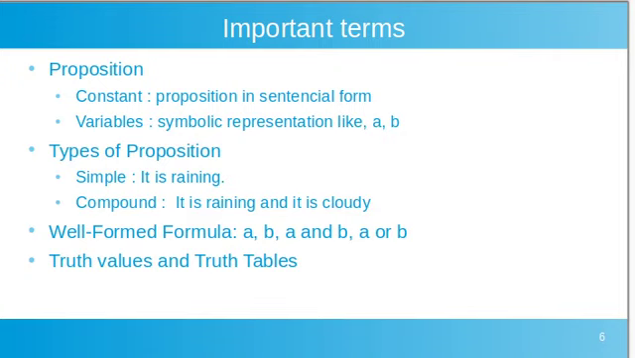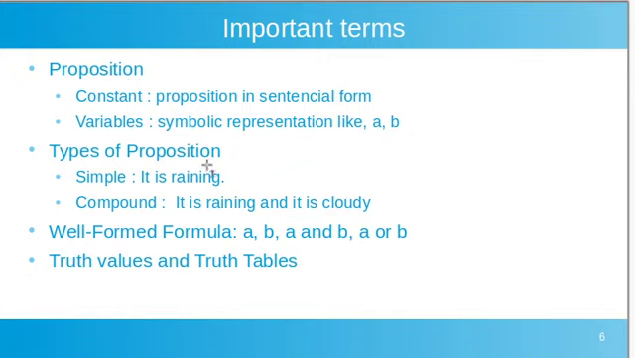Now propositional constant. A propositional constant is a proposition in sentential form, that is, in its original form, the proposition is constant. Like in normal algebra, where variables are used, in propositional logic also, when propositional constants are represented by some symbols, they are called variables. That is, "it is cloudy" when represented by A, here A is the variable, or B is the variable. So these are the variables in propositions.